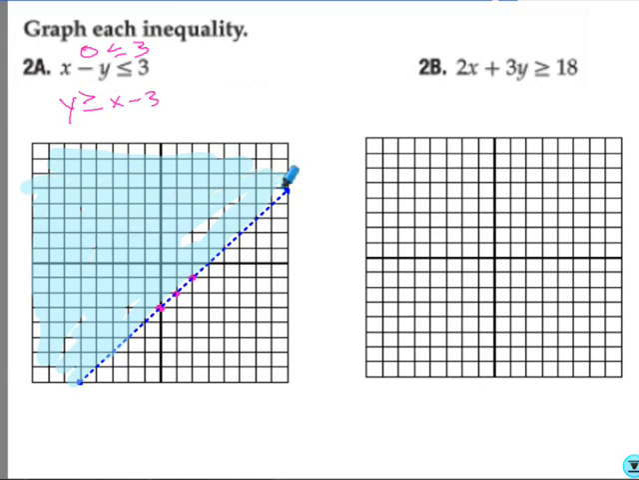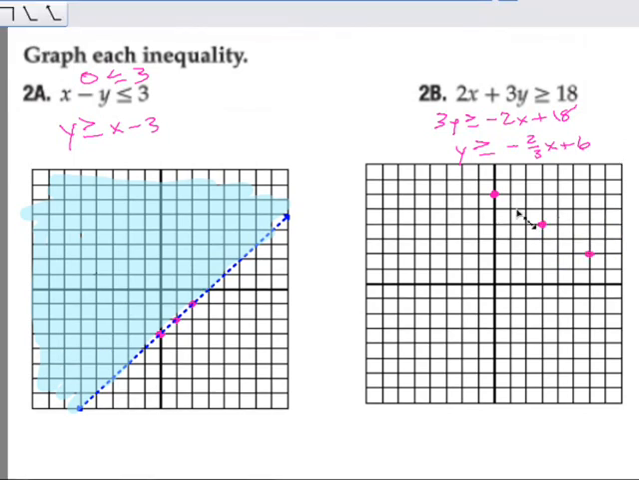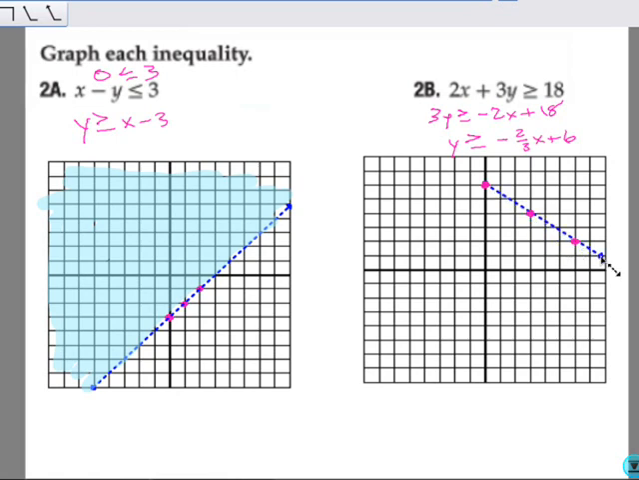The hard part is picking the test point and plugging it in correctly, and then maybe manipulating the equation. This one's a little bit more work to manipulate, so we end up with 3y is greater than or equal to negative 2x plus 18, divide by 3. I get y is greater than or equal to negative 2/3 x plus 6. So here's my y-intercept. Rise over run is down 2 over 3. So there's that. We draw our line. Okay, so here's my line.